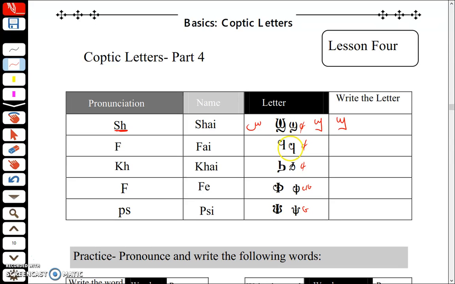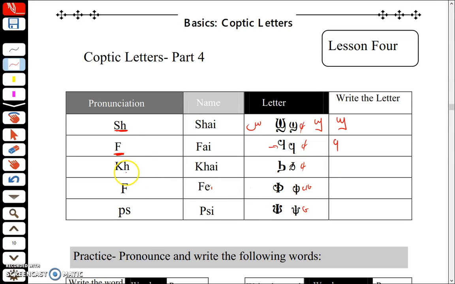Okay, so moving on, the next letter we have is Phi. This one is pronounced as an F, just a simple F. It looks like a Q, but it is an F. We just write it as Phi. So Shai is the name, but it also means a feast, and Phi is also a word, but I don't remember what it's called.